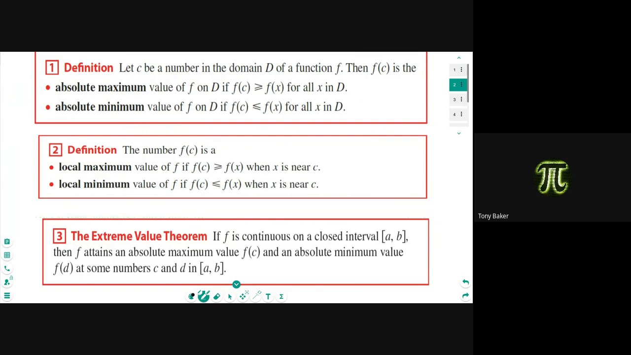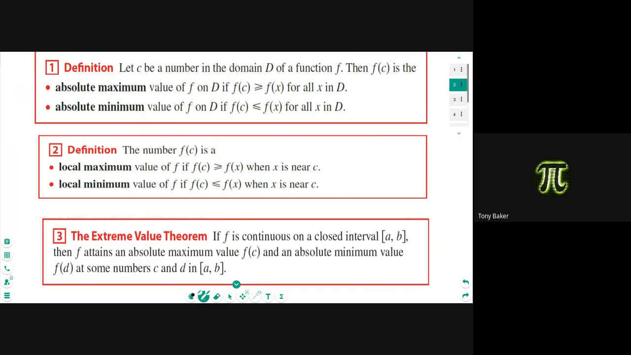Just out of curiosity, can an absolute minimum or absolute max also be a local max? Yes. So you can classify them all as local, and then the absolute is basically a step above it. It's like a square to a rectangle. All squares are rectangles, but not all rectangles are squares.